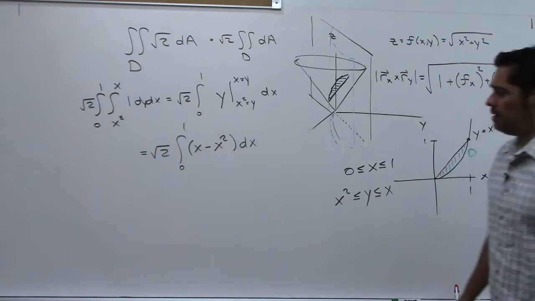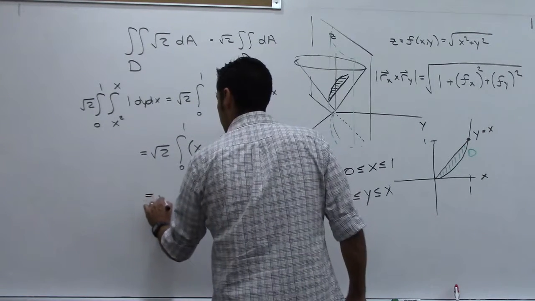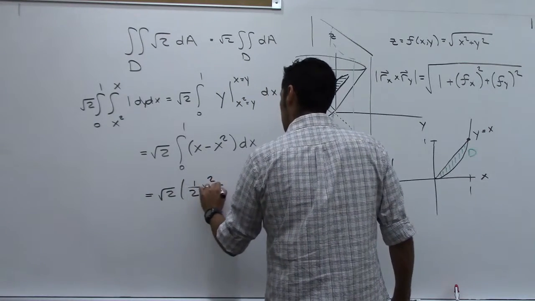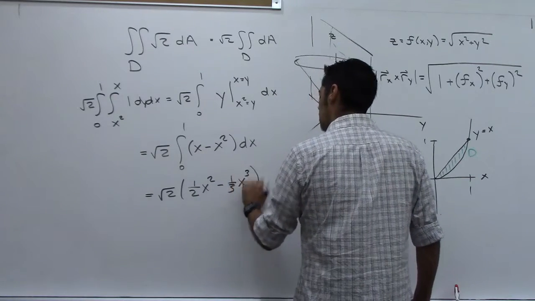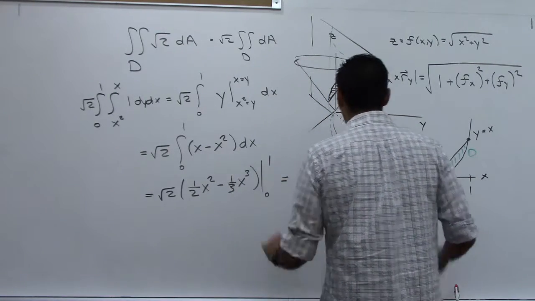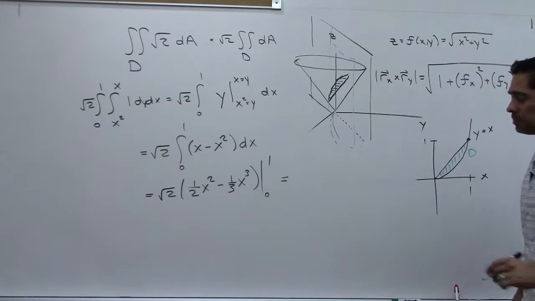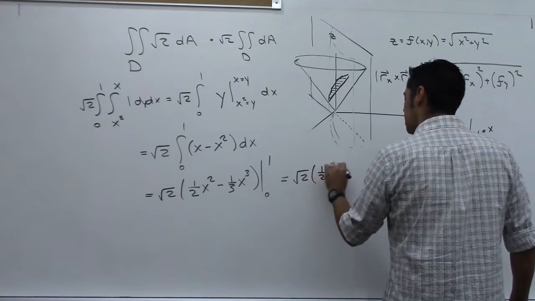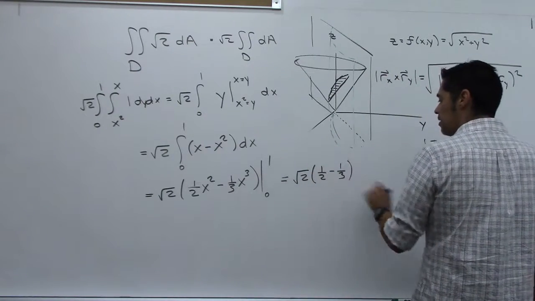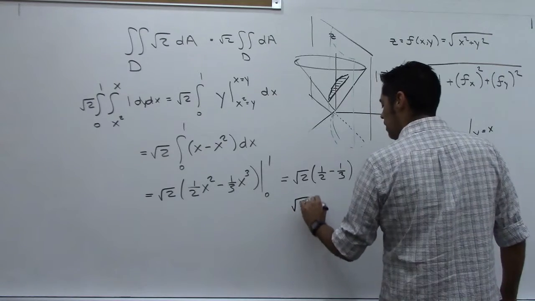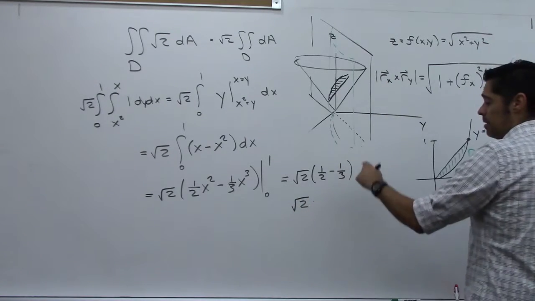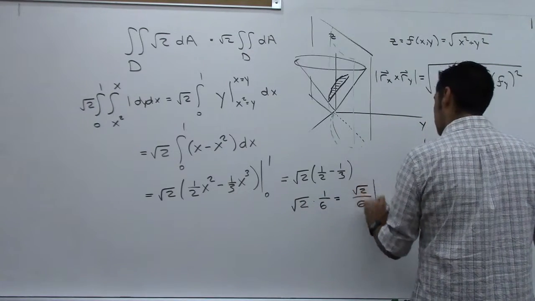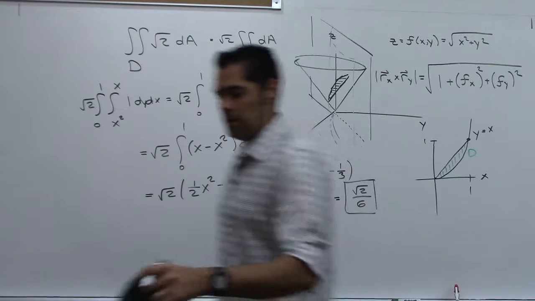And then the antiderivative here is going to be 1/2 x squared minus 1/3 x cubed, evaluated from 0 to 1. If we plug in 1, we get 1/2 minus 1/3. If we plug in 0, we get 0. So this is just root 2 times, let's see, that's going to be 1/6. So root 2 over 6 should be our surface area.